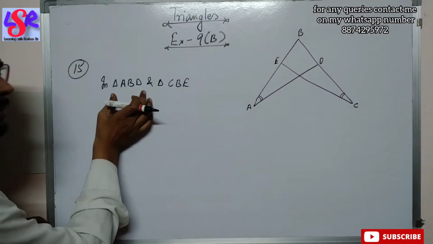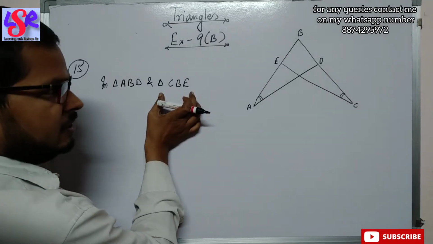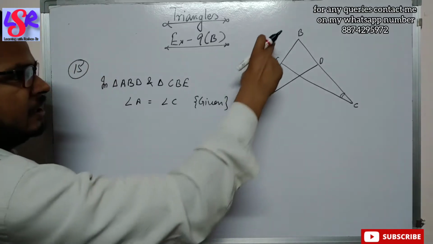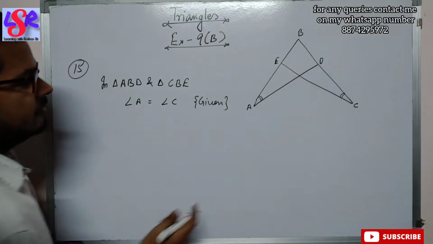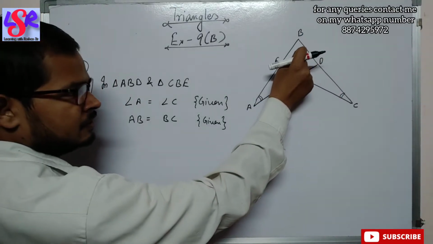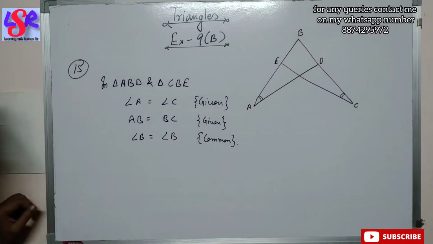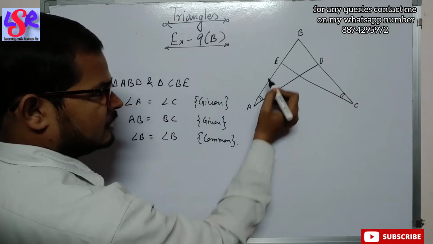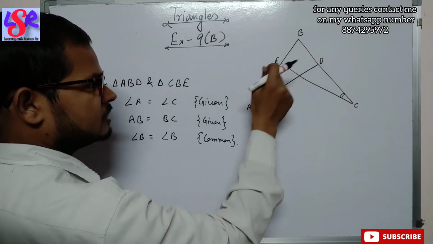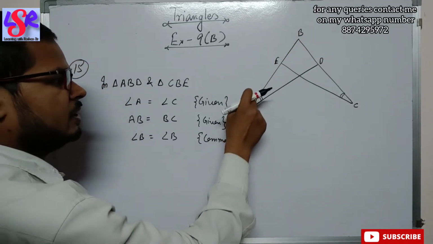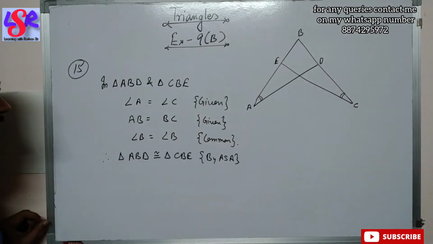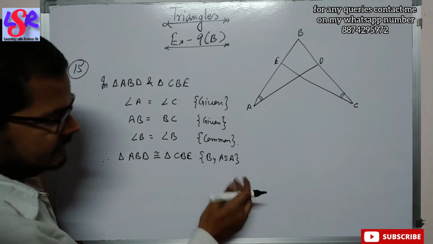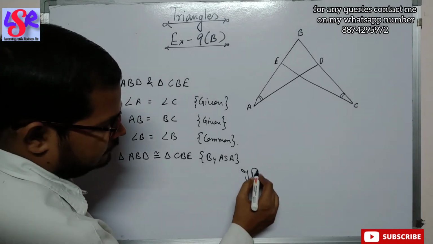So in triangle ABD and triangle CBE, we can take angle A equals angle C, given, AB equals BC, again given, and this angle B will be common in both of the triangles. Then to prove these two triangles congruent, we have used this angle, this side and this angle. So the side is lying between the two angles, so it will be ASA. Therefore, triangle ABD is congruent to triangle CBE by ASA congruency criteria, hence proved.